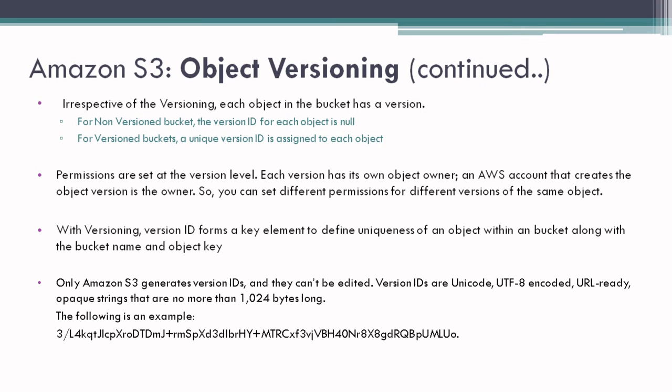So this is the example for a version ID. When you enable versioning, your object will get a version ID in a format like this. This is the sample version ID format.